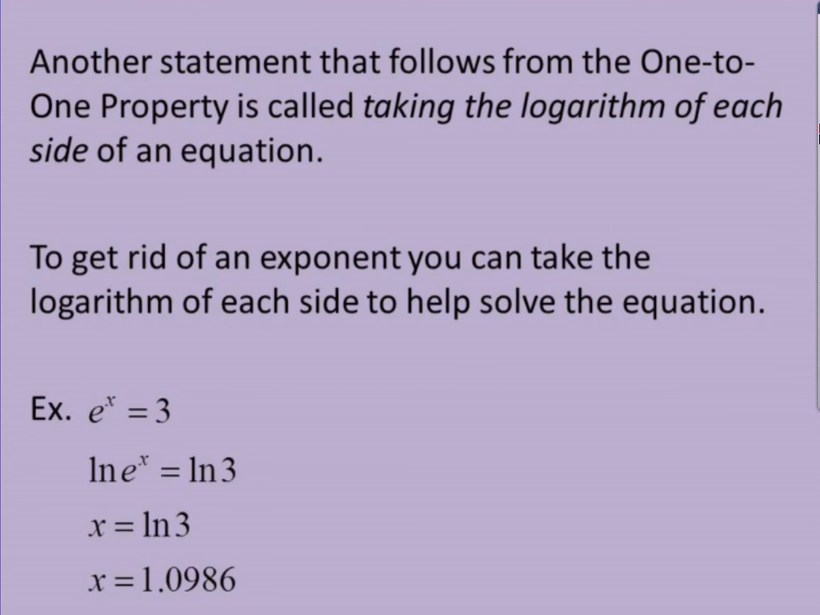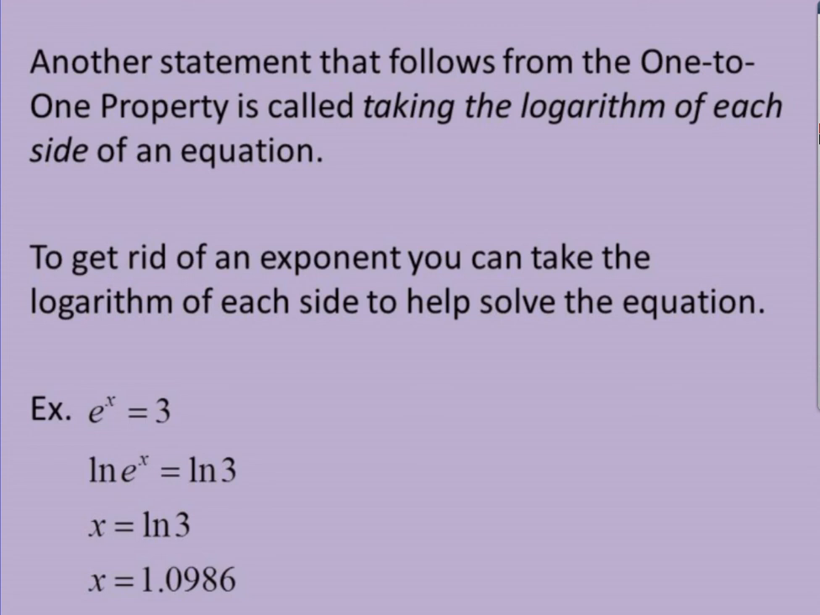So another statement that follows the one-to-one property is called taking the logarithm of each side. To get rid of an exponent, you can take the log of both sides. That means you can bring your exponent out front, and then you can solve from there. So in this example, we have e to the x is equal to 3. ln and e cancel each other, so we take the ln of both sides. So the ln of e cancels. You're left with x is equal to the ln of 3, and then you can solve for x.